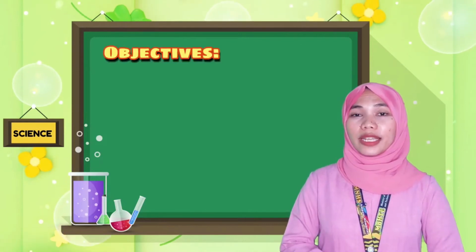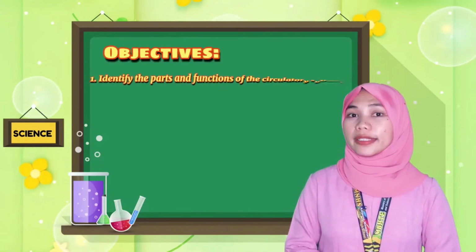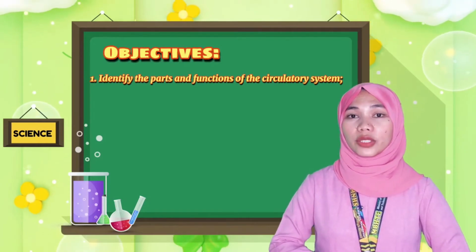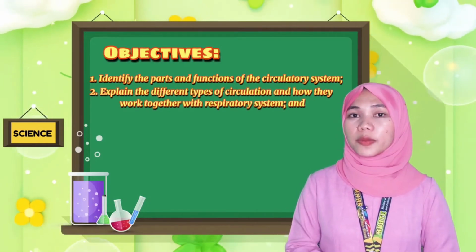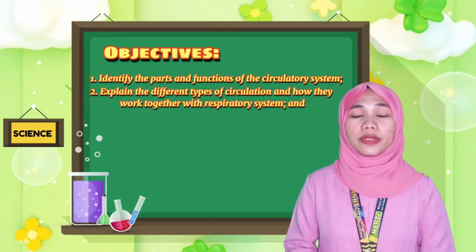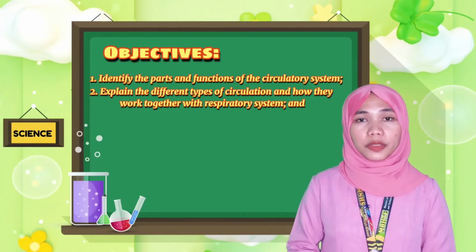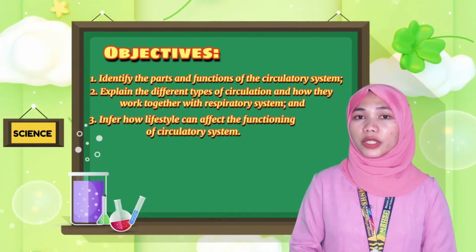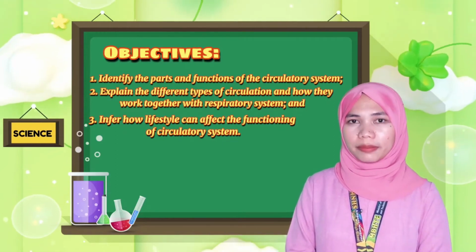The objectives of the lesson are as follows. First, identify the parts of the circulatory system and their functions. Second, explain the different types of circulation and how they work with the respiratory system. And the last objective is to infer how lifestyle can affect the functioning of the circulatory system.